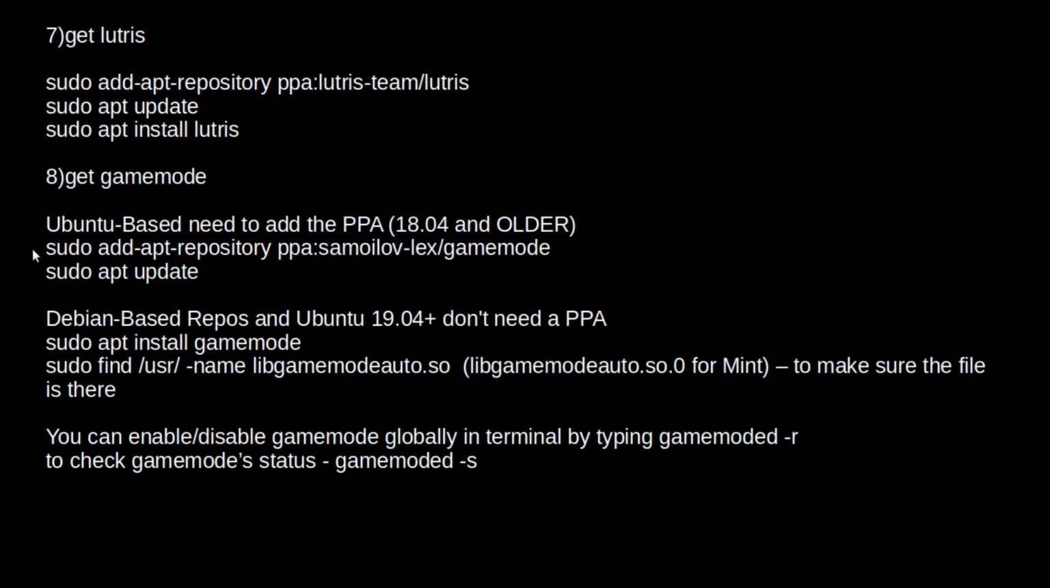If you need to add the repository, you add the repository, you update the repository list, and then you install game mode. And then you do this check here to see if the file exists, which means if it exists, it means everything went as it's supposed to go. And these are a couple of commands which enable you to control game mode. The first one is game mode -r, which enables or disables game mode, and game mode -s checks the status, which tells you if it's enabled or disabled.